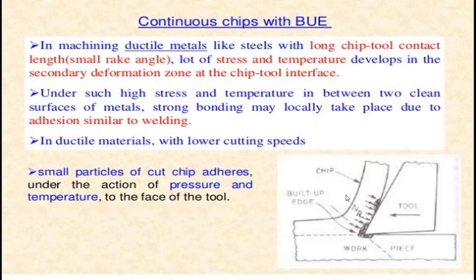In the case of continuous chips with BUE, the chip material, in the form of a burr, gets welded to the cutting edge of the tool.